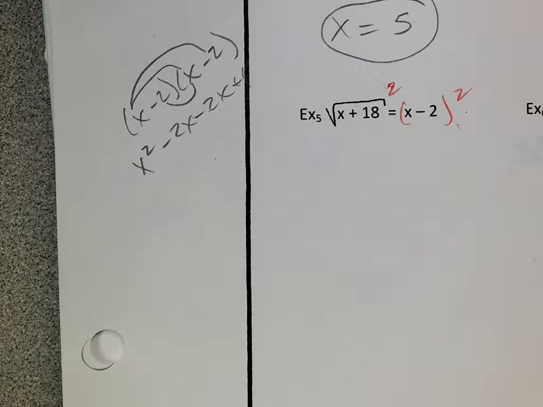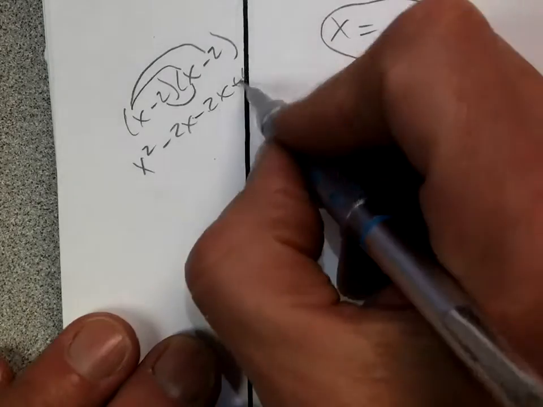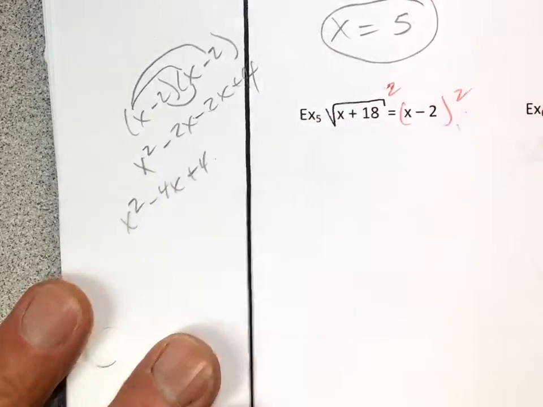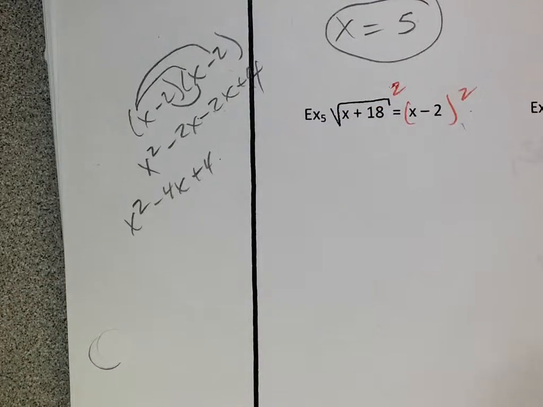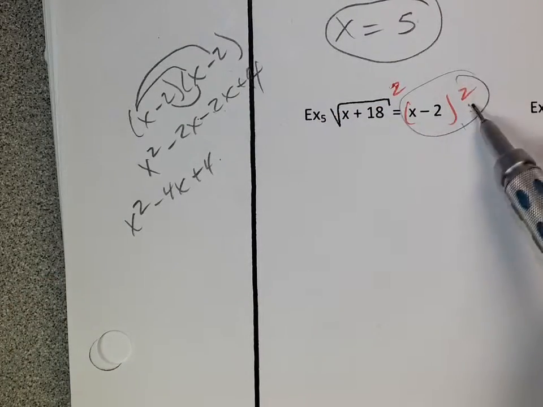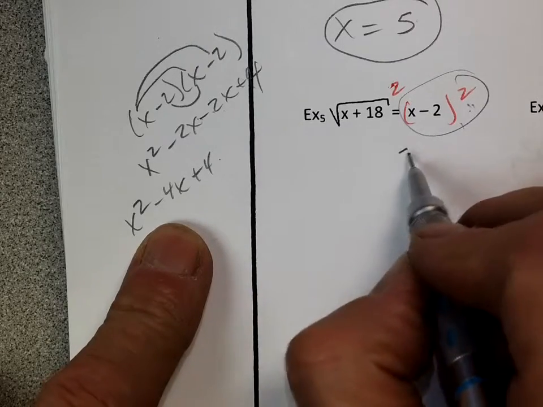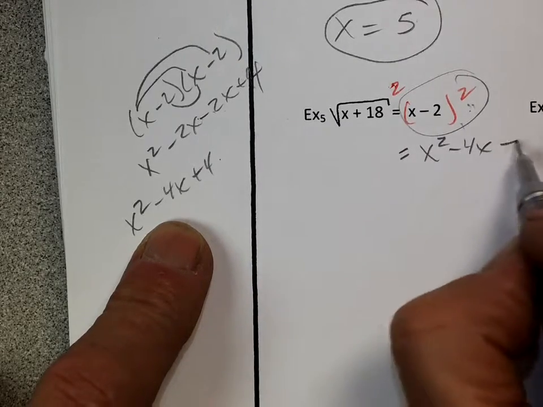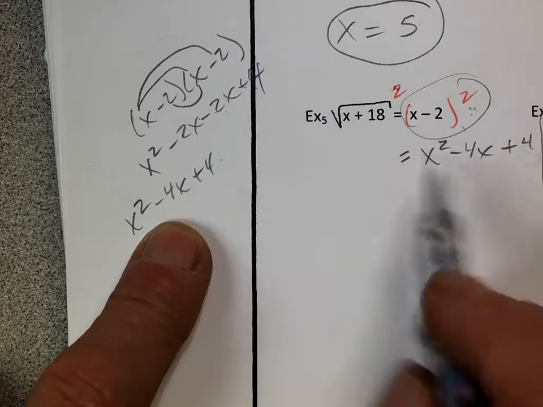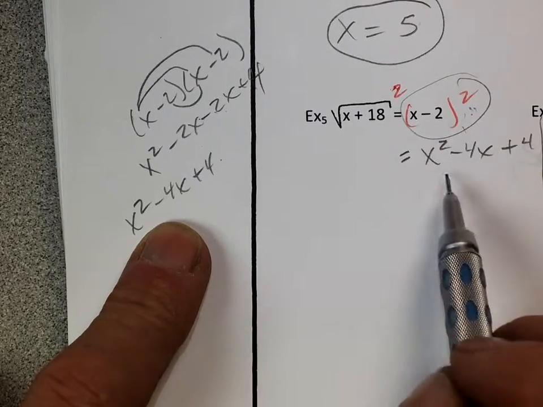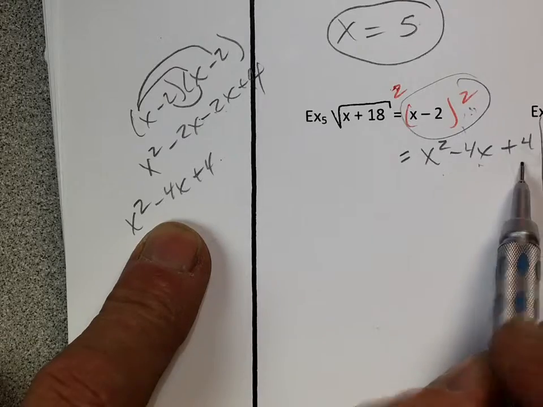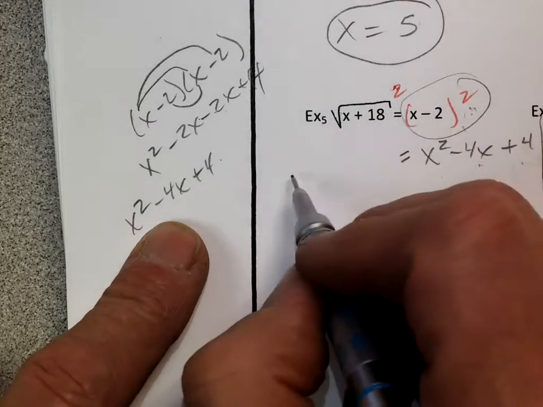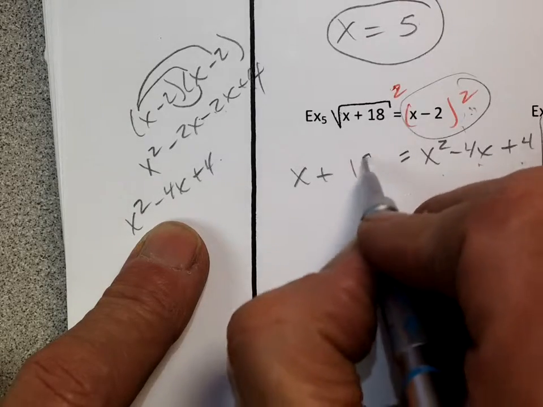Now, that would simplify into x squared minus 4x plus 4. The reason I did that on the side is that x minus 2 quantity squared is x squared minus 4x plus 4, okay? I had to do that work. Here the square cancels the square root. I'm just left with x plus 18, okay?